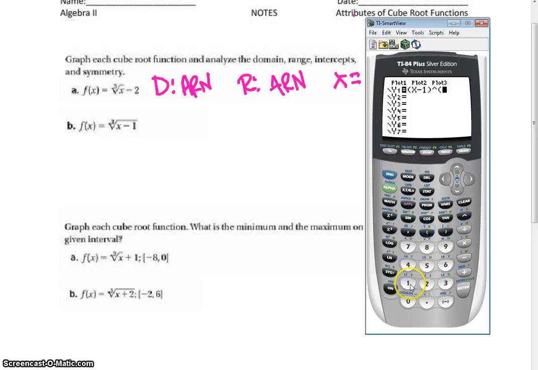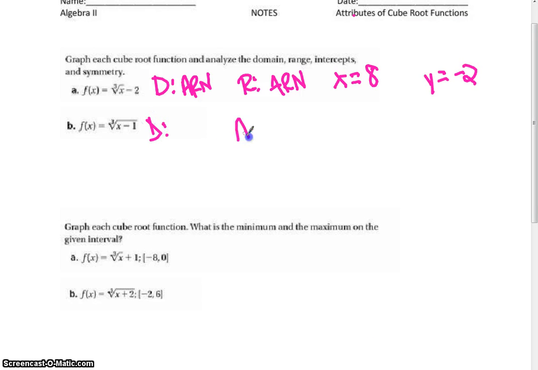Rooftop, open, 1 divided by 3, close parentheses, and go to your table. Now think about it. You may want to just look at your graph. What should your domain and range be? What will your domain and range always be? All real numbers. Okay, domain and range are both all real numbers.